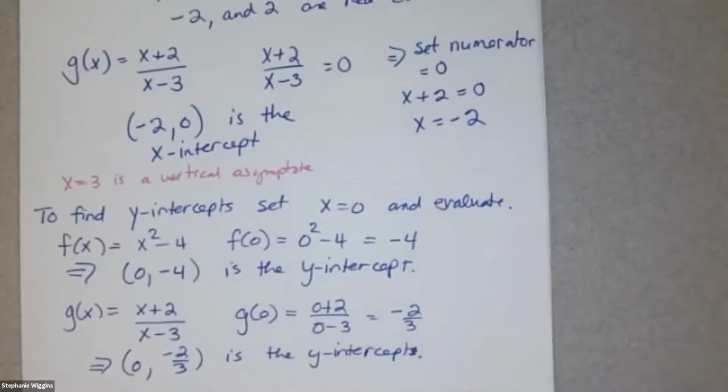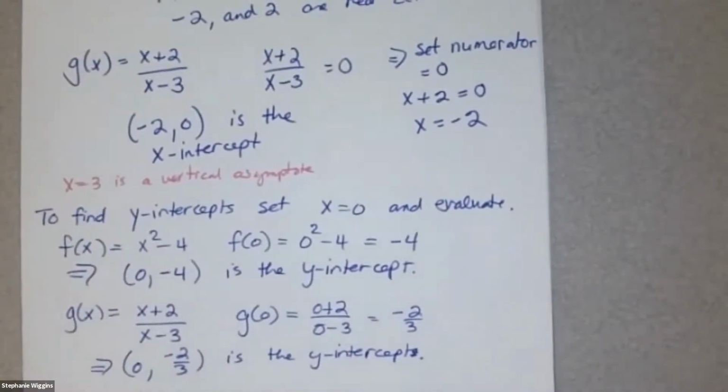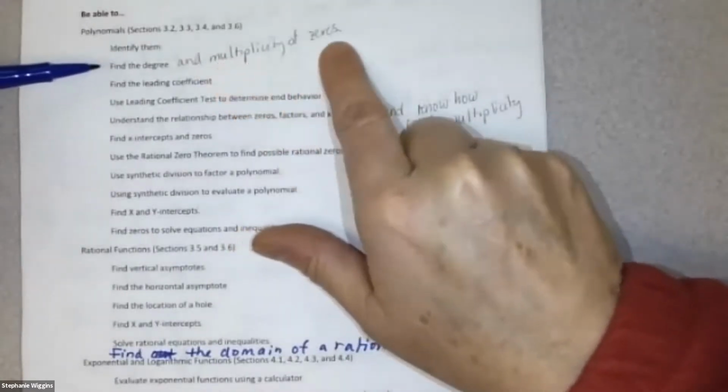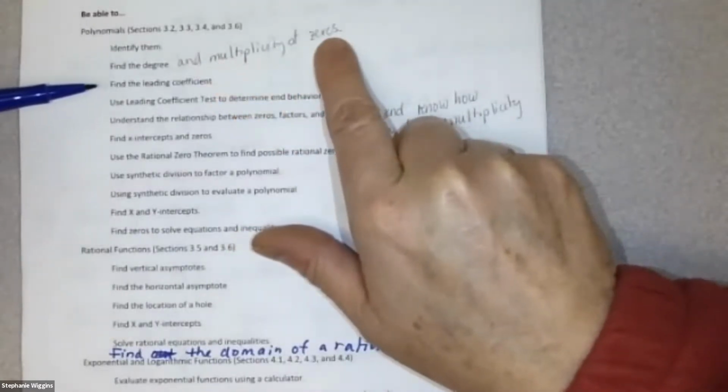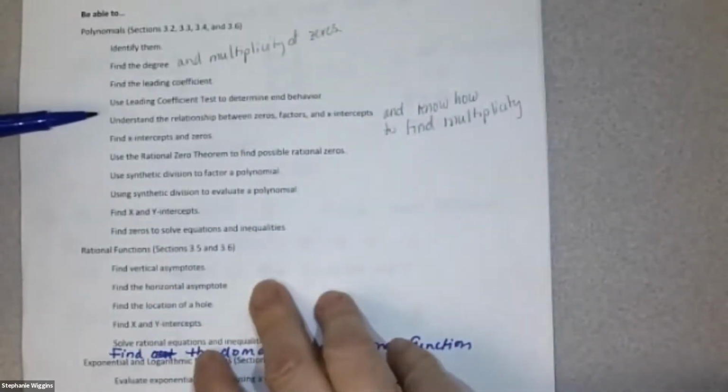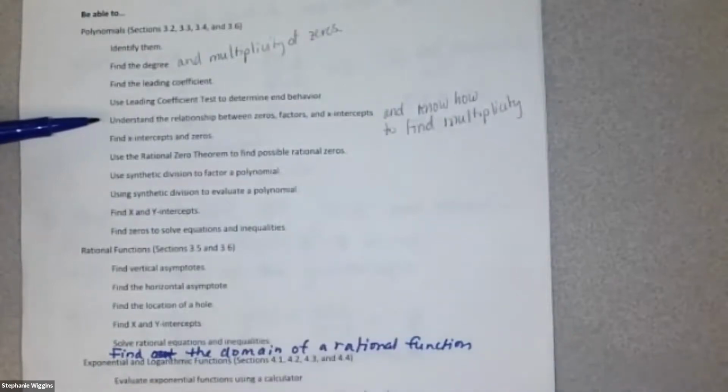Okay. Now, looking at our list here, I've been going down the list. I talked about how to identify polynomials and find the degree. In the earlier class, I did this multiplicity thing, so take a look at that video. The leading coefficient test, I went over that in that class as well. And understand the relationship between zeros, factors, and x-intercepts. So let me talk about that for a minute.